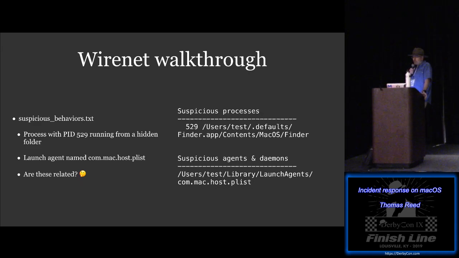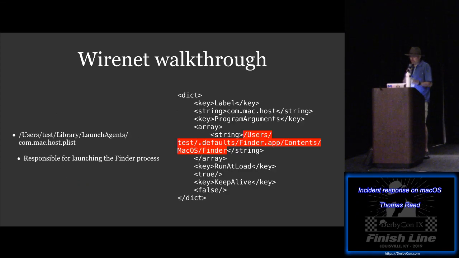We can also see there's a suspicious user launch agent. We don't know why it's been flagged as suspicious right now. The com.mac thing does look a little suspicious, but that's not necessarily bad. And we also don't know if these are related. Now, fortunately, the scripts also collect all of these launch agent and daemon plists, so you'll have those available to refer to.